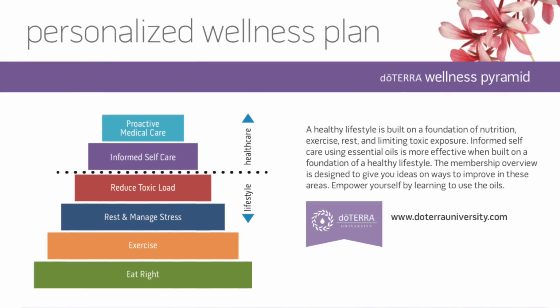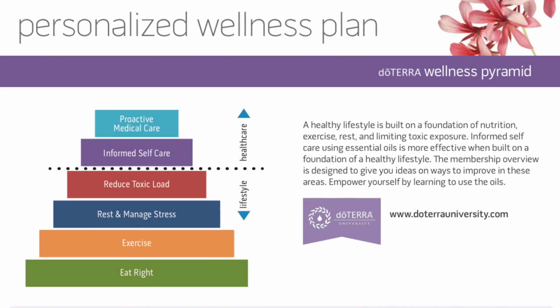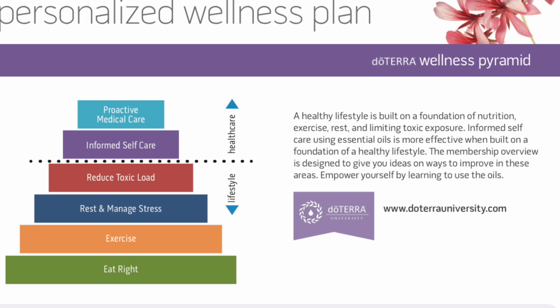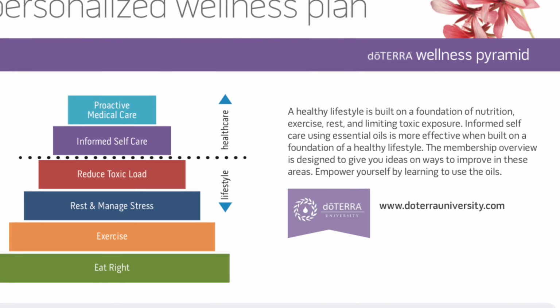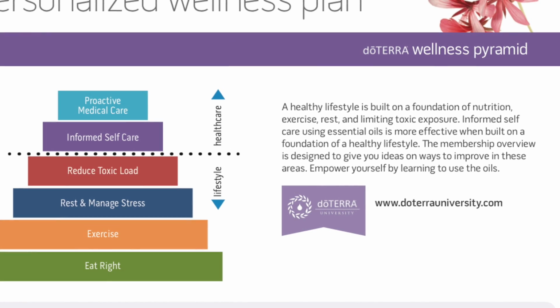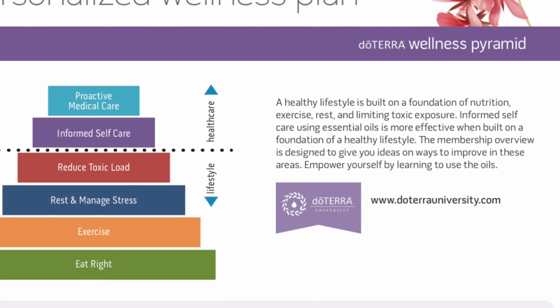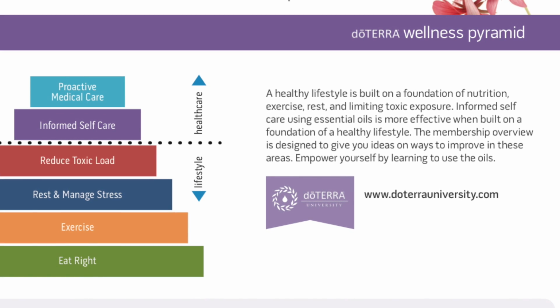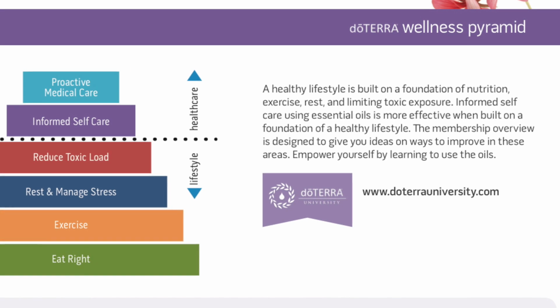All right. And so then the next section is where we try to personalize the membership for the new member. And so in the beginning, we talk about doTERRA's wellness pyramid, and basically read the paragraph, which is: a healthy lifestyle is built on a foundation of nutrition, exercise, rest, and limiting toxic exposure. Informed self-care using essential oils is more effective when built on a foundation of a healthy lifestyle. The membership overview is designed to give you an idea of ways to improve in these areas. Empower yourself by learning to use the oils.